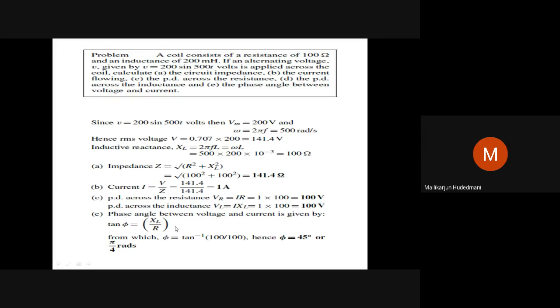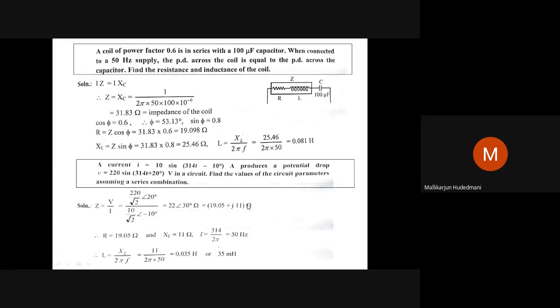So this way you need to work carefully. This is a very simple problem. Instead of giving you an inductor, if I give a capacitor, you will be able to get a similar calculation in the leading approach. Instead of I into XL, you would have got I into XC. You should be very careful in solving the problems. So let us take one more problem.